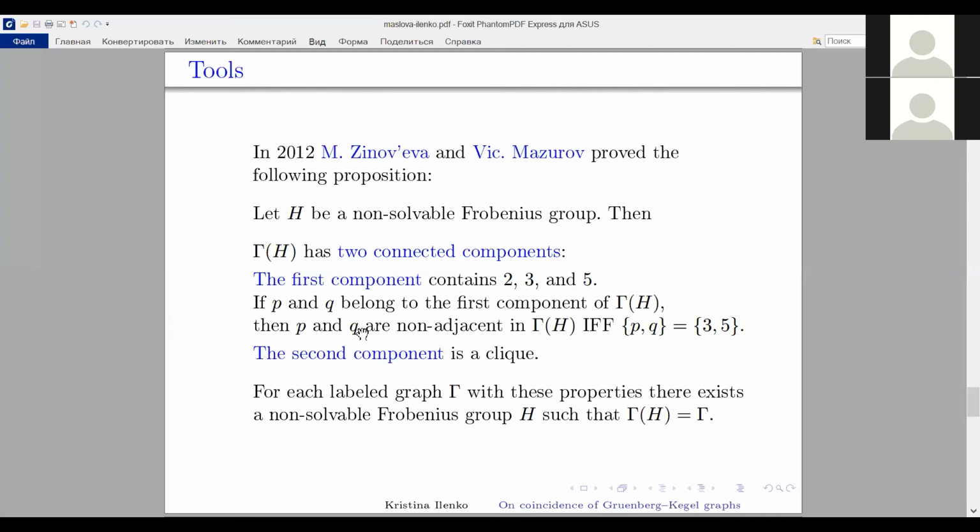The first component contains 2, 3, and 5. Moreover, if p and q belong to the first component of gamma H, then p and q are non-adjacent in gamma H if and only if the set consisting of p and q and the set consisting of 3 and 5 are equal. And the second component is a clique.